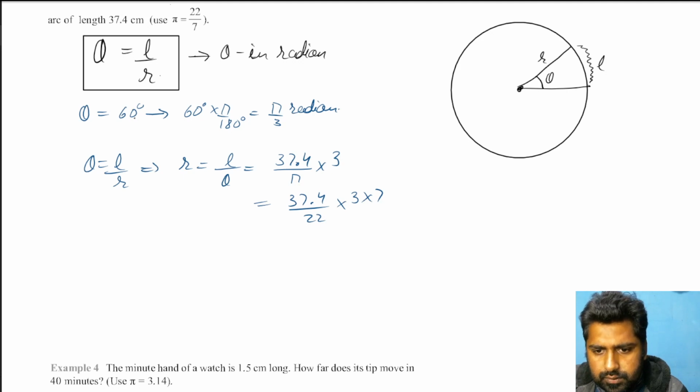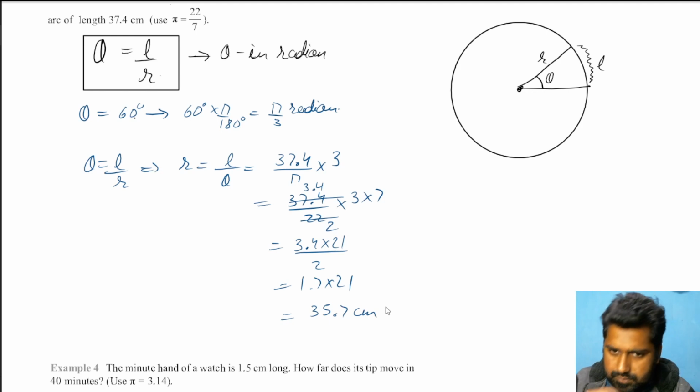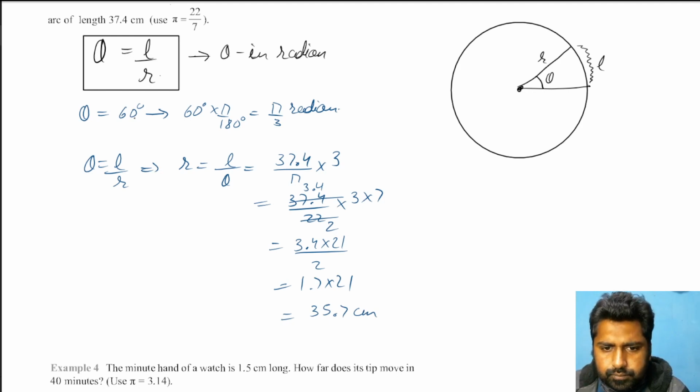So if you solve this, 33 can cancel with 11 into 2, and in decimal you'll get 3.4, then multiply it. So 3.4 into 21 upon 2, that's 1.7 into 21. That will give you your answer, 35.7. Since the length was given in centimeters, the radius is also in centimeters. Anyhow, this concept is important: theta is equal to L by r is the formula, and remember that theta is in radian.